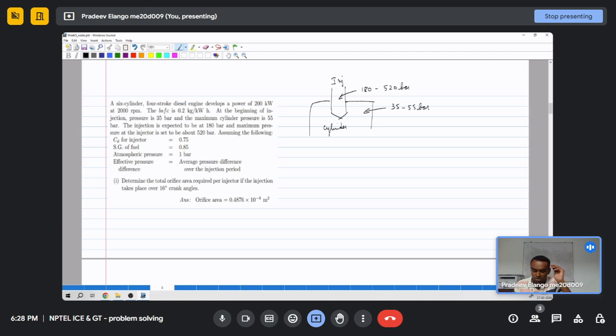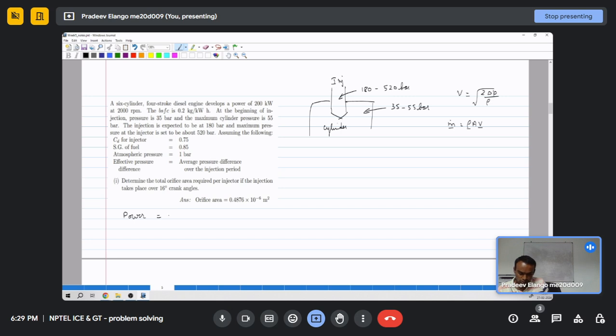And with the pressure difference we can calculate the velocity across the orifice. The velocity is the square root of 2 delta p by rho, this equation. With this we know the velocity, and we know the total quantity calculated earlier using BSFC, power and so on. Then with these two relations, m dot is rho A v, everything else will be known and only the area is unknown. We can calculate the orifice area. So to start with, we calculate the quantity.